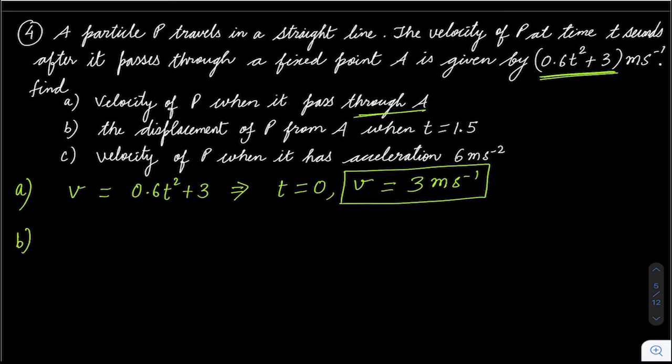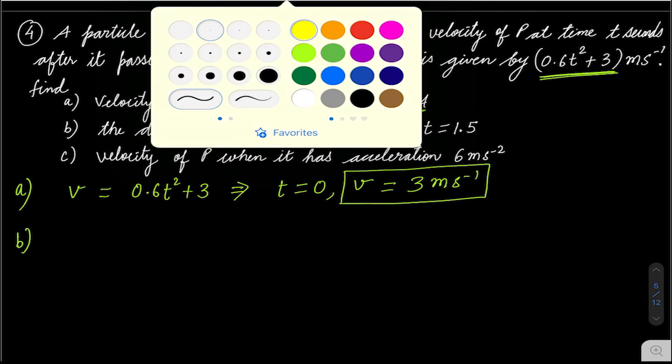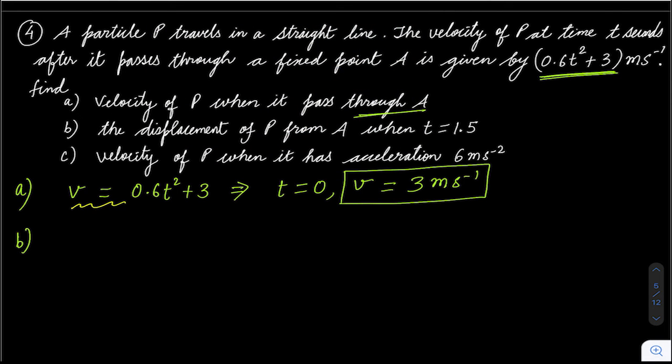Okay, let's try the B part now. The displacement of P from A when time is this. Okay, so we need to find displacement. So basically we have velocity. This is velocity. So from this we need to find displacement. So what we need to do is integrate. I think we just did a similar question like this. So V dt, we need to integrate this. So let's use the definite one because it takes less time. So at time t equal to 0, the particle is at A. So let's write SA.